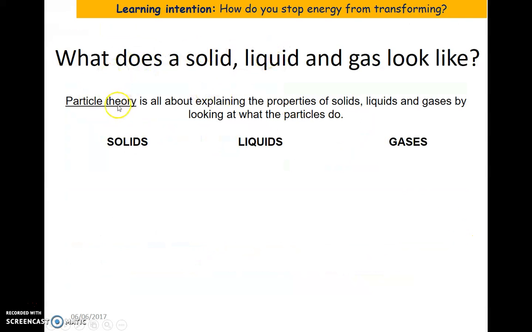So the first thing you're going to do for me in your books, but then also on the boards around the room, is what does a solid, a liquid, and a gas look like? So particle theory is all about explaining the properties of solids, liquids, and gases by looking at what the particles do. And that's what we're really going to look at with conduction, convection, and radiation. So before we start, let's have a think about what a solid, liquid, and gas looks like. So you're going to put those in your boxes, in your books, and on your boards. We'll talk about that at the end of the lesson.